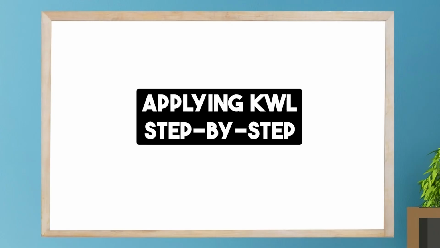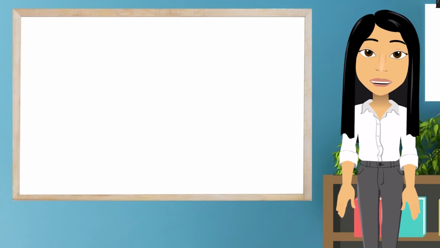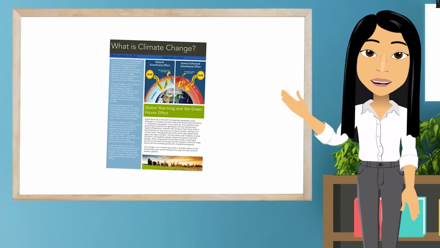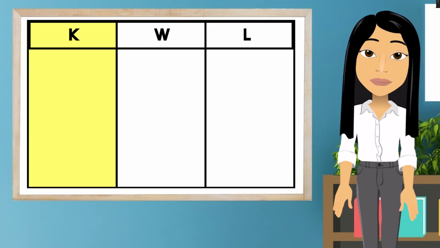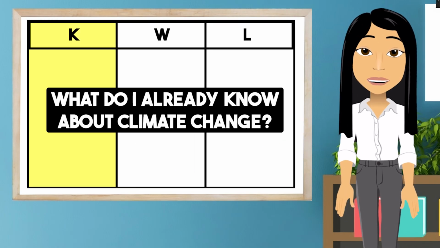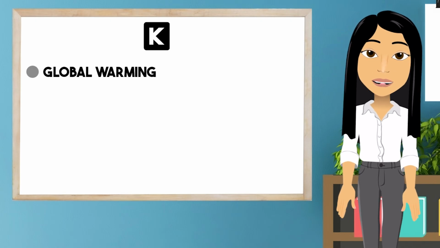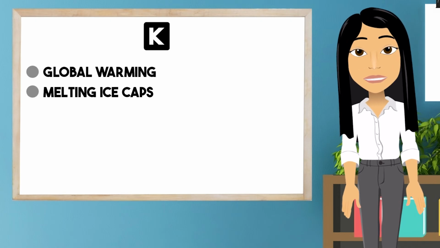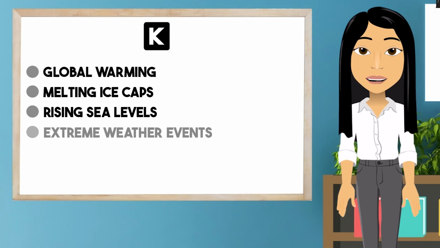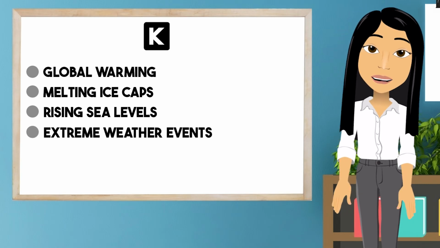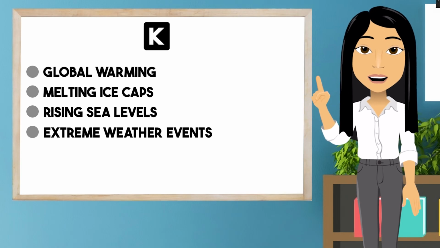Applying KWL step by step. Let's walk through how to use KWL in practice. Imagine you're about to read an article on climate change. Start with the K column. Ask yourself, what do I already know about climate change? Maybe you know it's related to global warming, or you've heard about melting ice caps. You might recall something about rising sea levels or extreme weather events. Don't worry if your knowledge is limited. The point is to get your brain thinking about the topic.